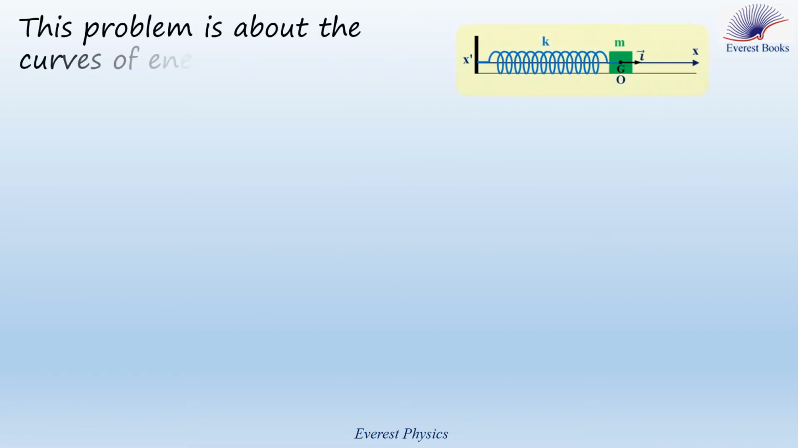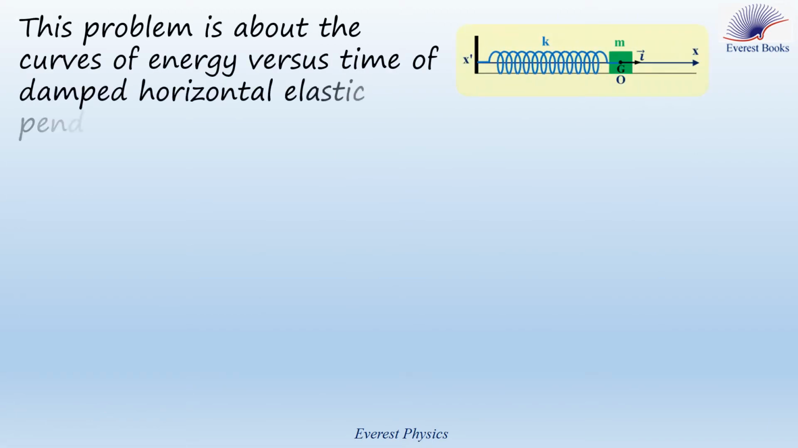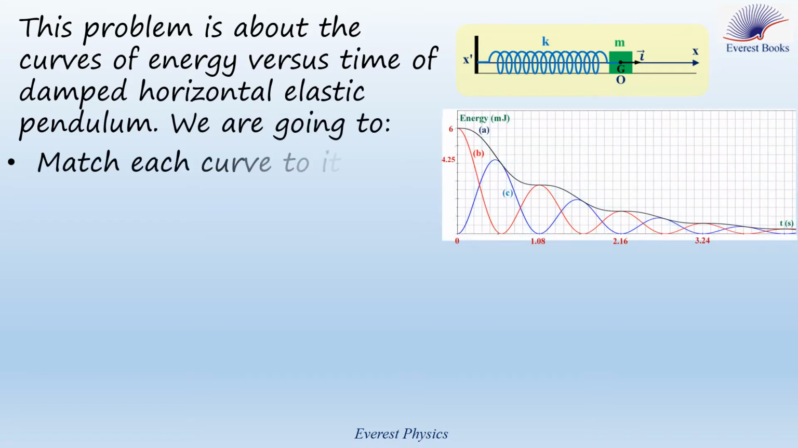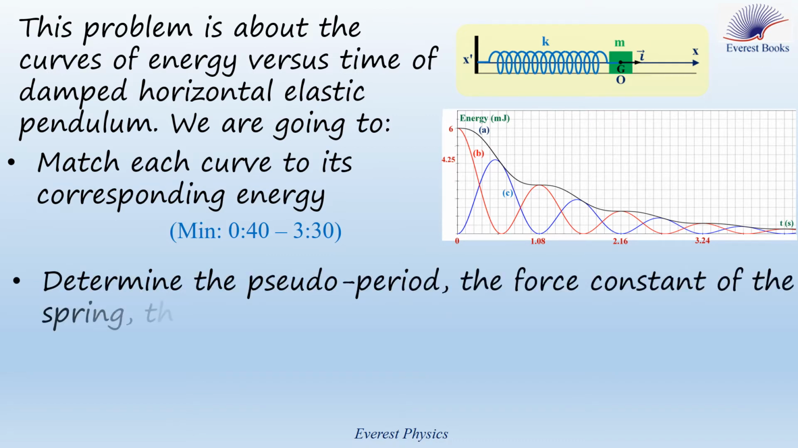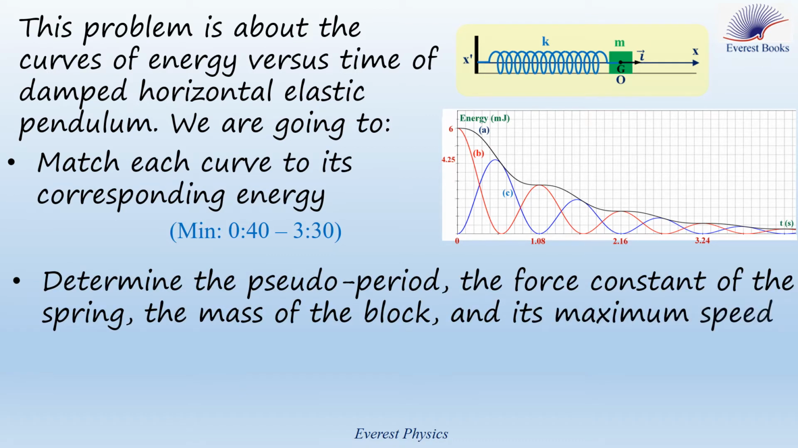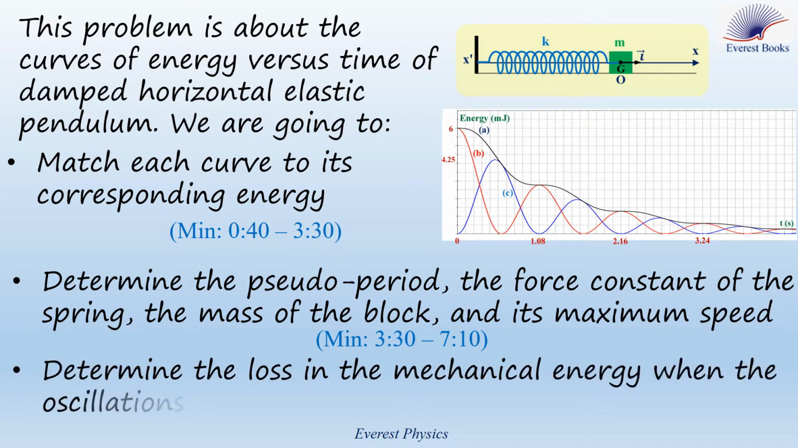This problem is about the curves of energy versus time of a damped horizontal elastic pendulum. So in this video, we are going to match each curve to its corresponding energy, determine the pseudo-period, the force constant of the spring, the mass of the block, and its maximum speed, and finally determine the loss in the mechanical energy when the oscillations die out.